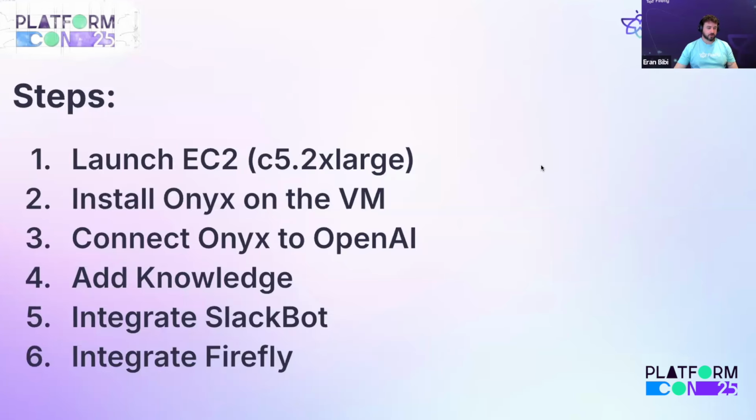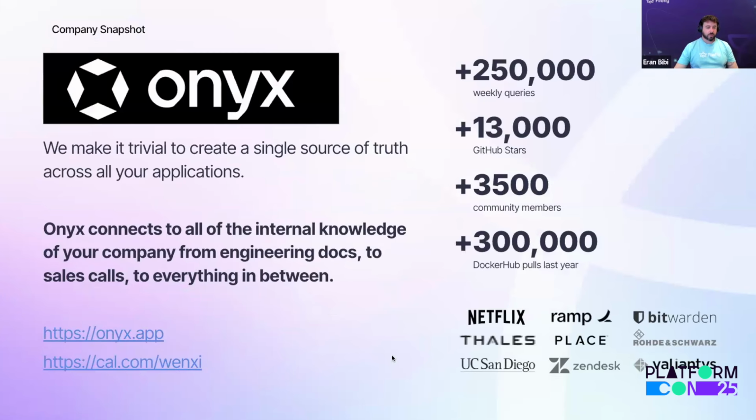Very good. So the steps will be launching an EC2, installing Onyx on the VM using package management and Git. I will show you exactly. We will connect Onyx to OpenAI, add the knowledge, integrate the Slackbot, integrate Firefly. Pretty much a simple process that everybody can try to do, either during this session or after that using the recorded session. So a bit about Onyx.